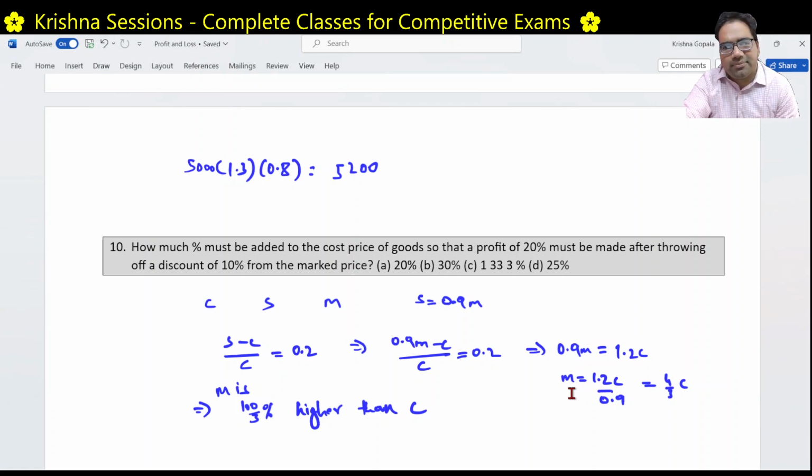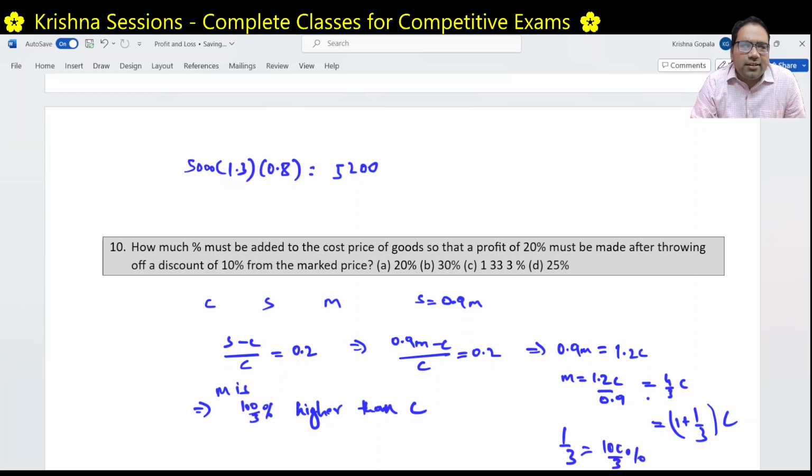Right. 4 by 3 C means what? 4 by 3 is equal to 1 plus 1 by 3, right? 1 plus 1 by 3 into C. That means how much percent is M higher than C? It is 1 by 3. 1 by 3 is equal to 100 by 3%. M is 100 by 3% higher than C.